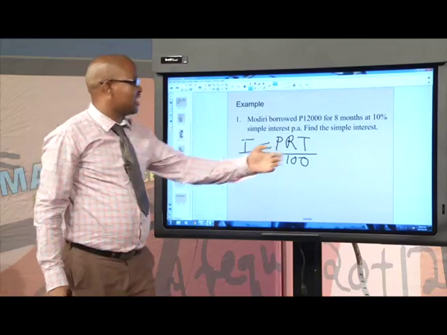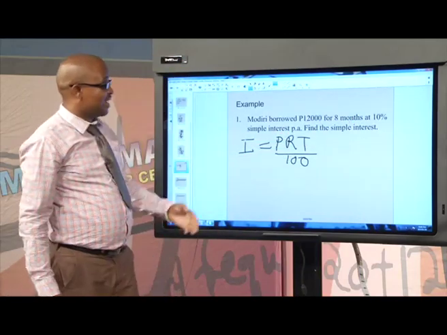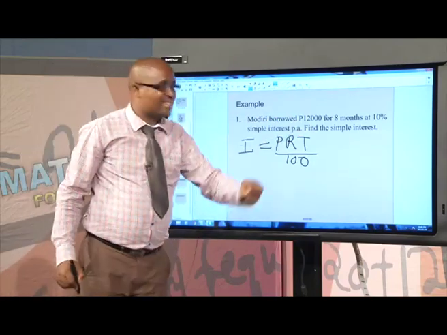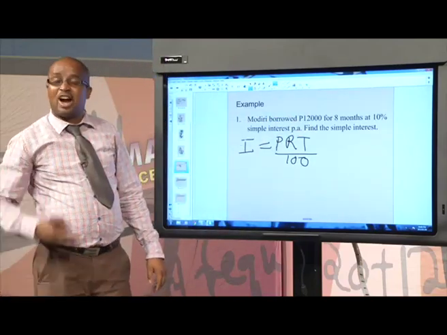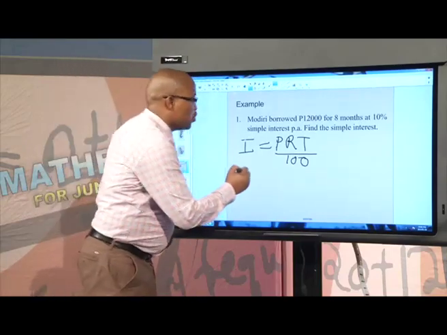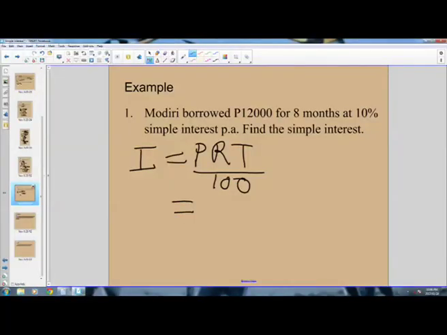Rate of interest is 10%. And then the time is 8 months. So we have to convert this 8 months into years. And then how do we convert the 8 months into years? This is what we should do. This will be the interest, then here will be 12,000.